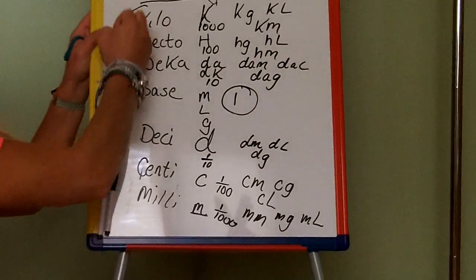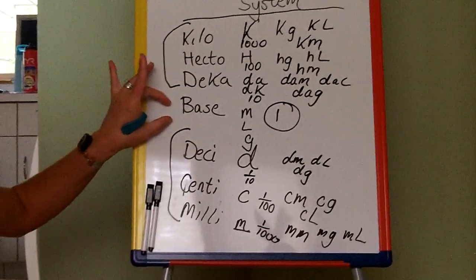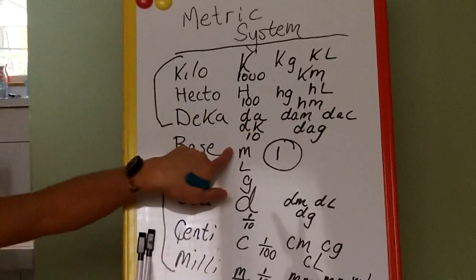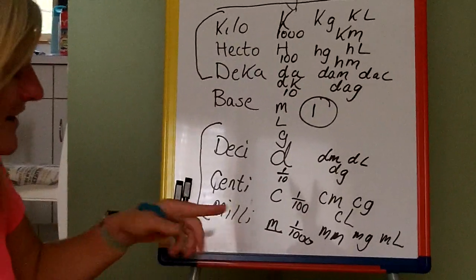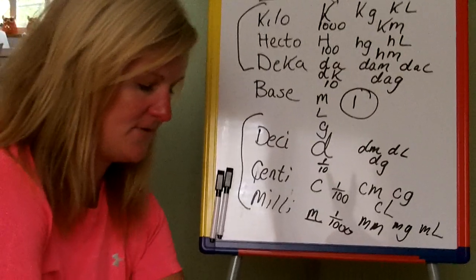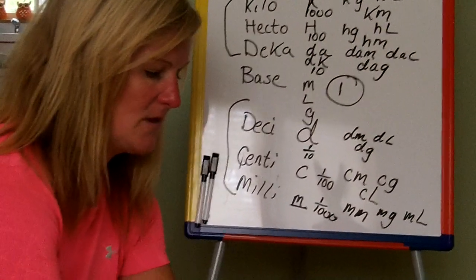So these are prefixes, what I'm highlighting here. And a prefix can be hooked to a base. So I can have a kilometer if I'm measuring a long distance. If I'm measuring something really short, I'm probably going to have a millimeter. So we use these prefixes to hook to the base, or the base can stand alone.